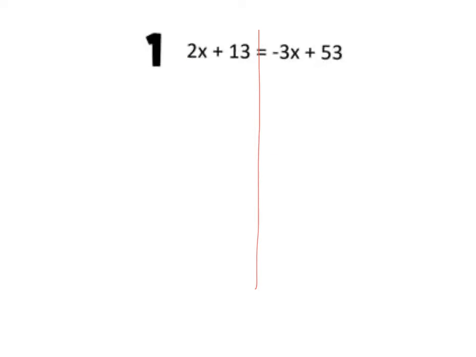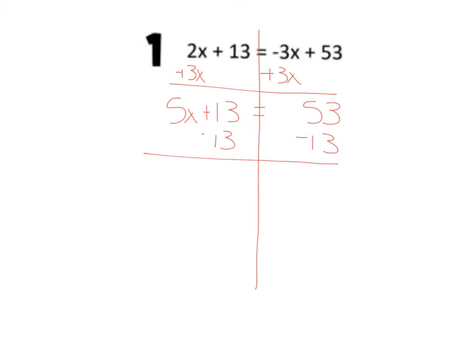So the inverse operation to a minus 3x is to add 3x, so whatever you do to one side, you have to do to the other. I get 5x plus 13 equals 53. This is now a two-step equation, which we are pros at by now. So we're going to subtract 13 from both sides, and we get 5x equals 40. I'm going to divide both sides by 5, and x is 8.